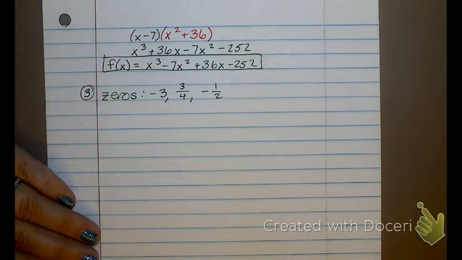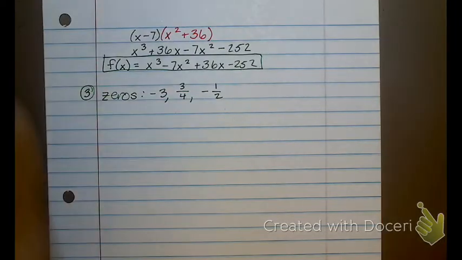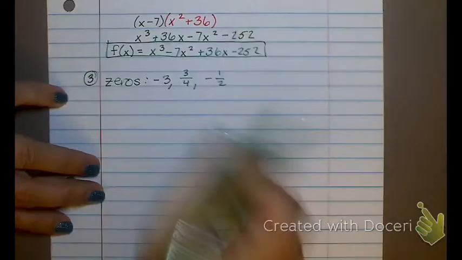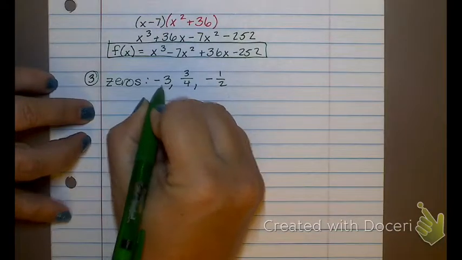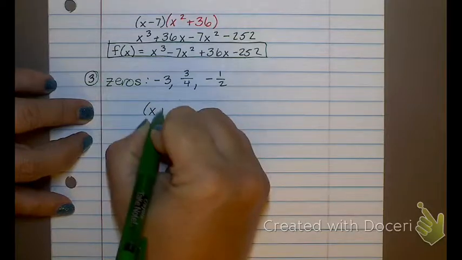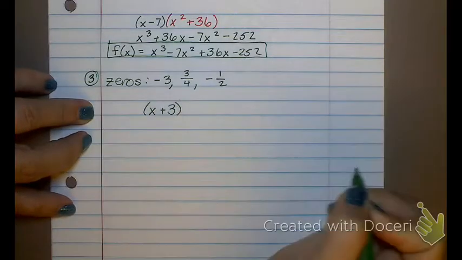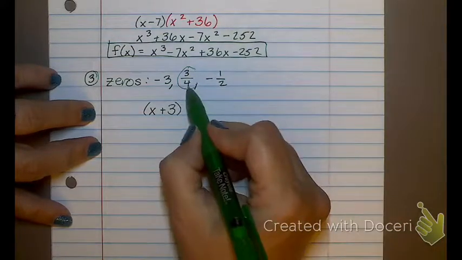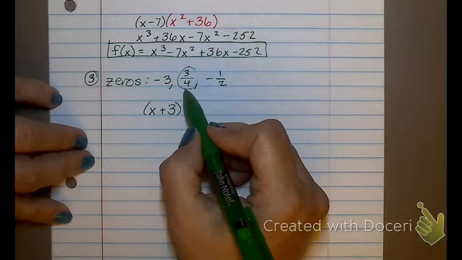Fractions only come in ones. It's only radicals and i's that come in twos. So I do have a third degree equation here. I know that the parentheses that gave me an answer of negative 3 would look like what? X plus 3, right? Now I've got to figure out what the parentheses would look like that gives me 3/4 as an answer.